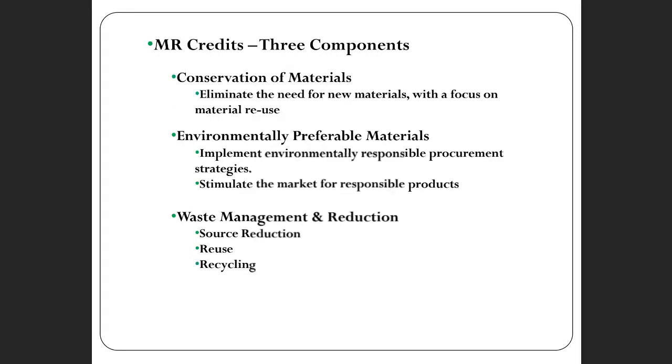Right, the MR credit category kind of looks at credits in three components. Number one is conservation of materials. Right? We want to eliminate the need for new materials. We want to use environmentally preferable materials. Sorry to stumble on that word. Right? Look at how they're sourced, how they were produced, and if possible, try to stimulate the market for responsibly produced products.